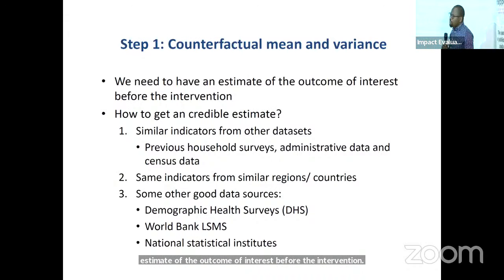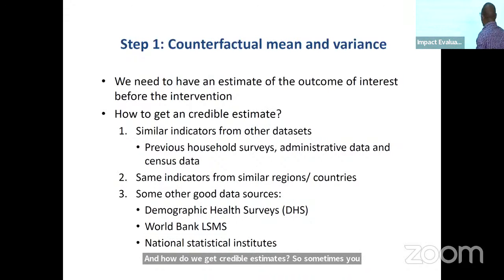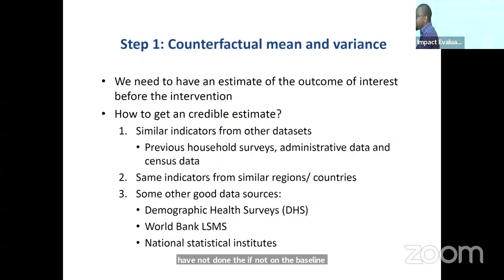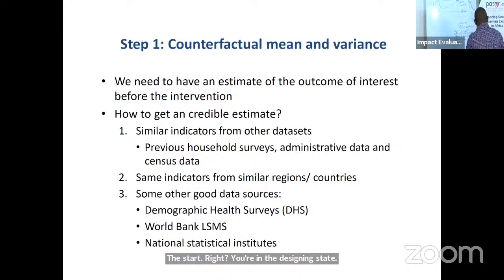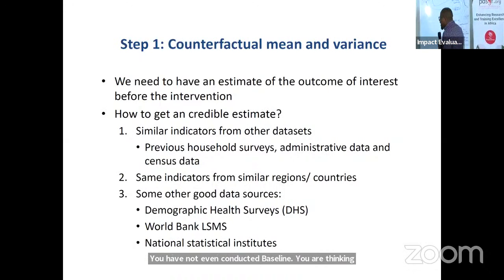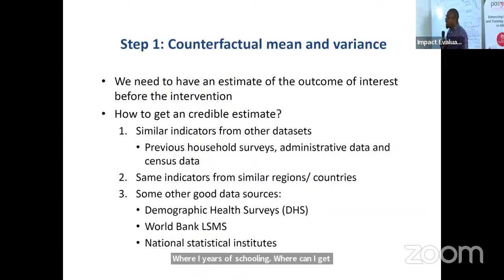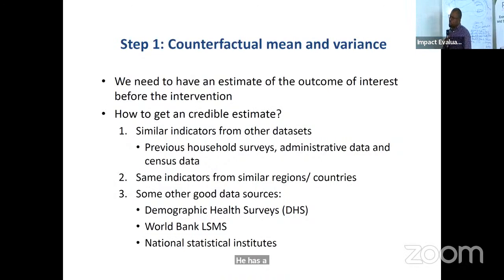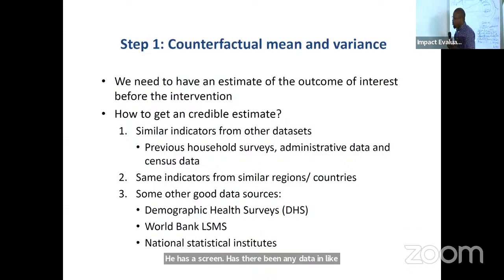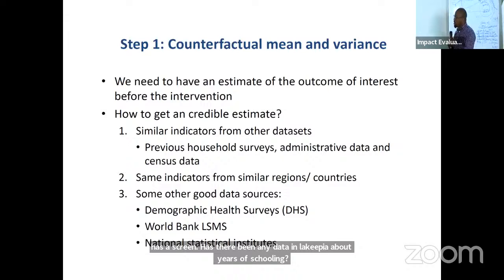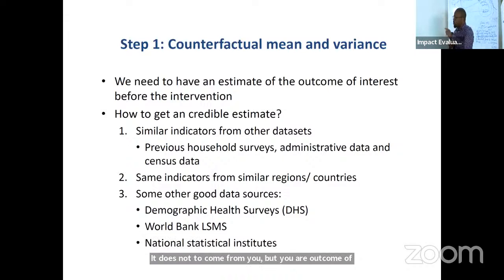So sometimes you have not done the baseline, okay? If you have not done the baseline, you are designing the study, right? You're in the designing stage. You have not even conducted baseline. You are thinking of, what is my outcome variable, years of schooling? Where can I get data on years of schooling? Has there been any survey in Kakamega about years of schooling? Has there been any data in Laikipia about years of schooling? It doesn't have to come from you, but your outcome of interest is years of schooling. Can I get data from other sources that will give me a sense of what is the average years of schooling? What is the variance of years of schooling? Are we together?